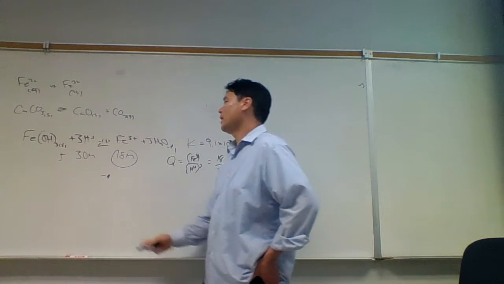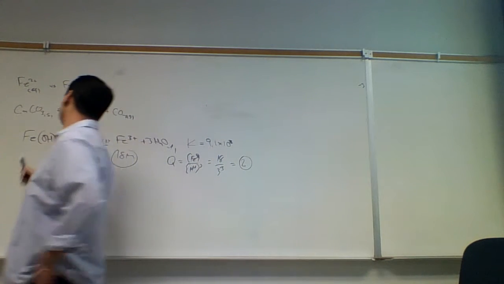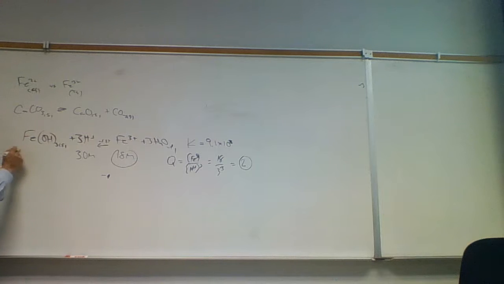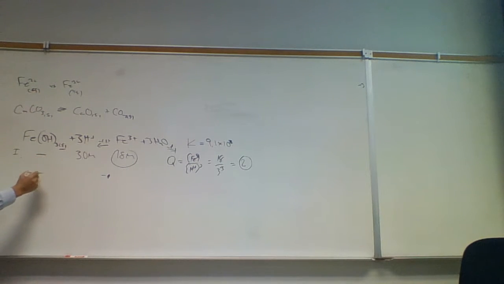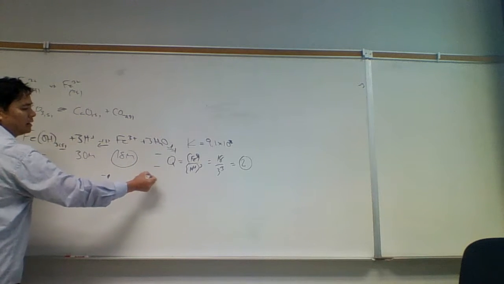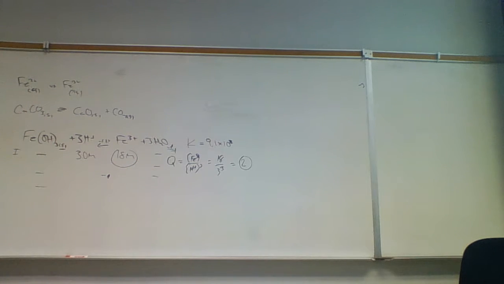Now that's assuming we have enough, because this is a pure solid. We have to have enough pure solid so that it can shift right. But whenever we have a solid or liquid, we're going to assume that there is enough to maintain equilibrium. So therefore, I'm just going to write a line through solids and liquids. That line doesn't mean zero. That line means we have enough.